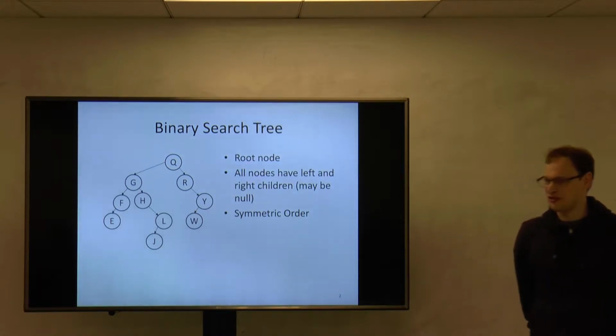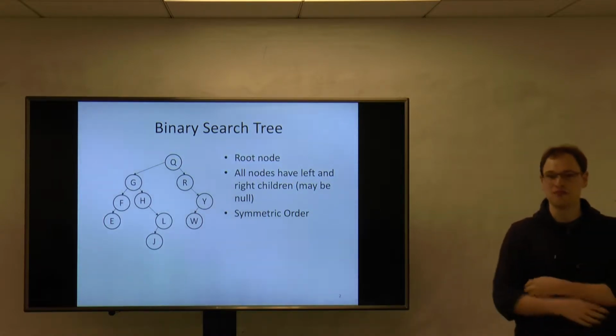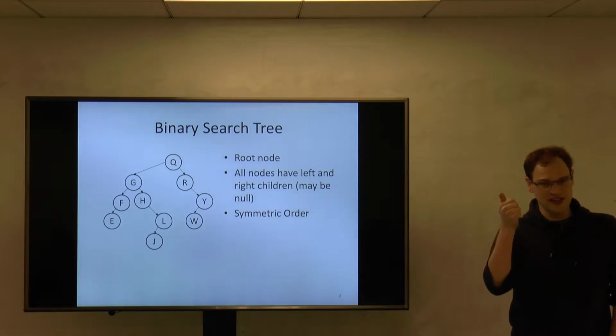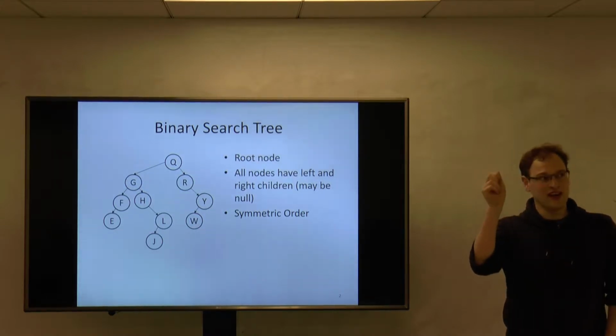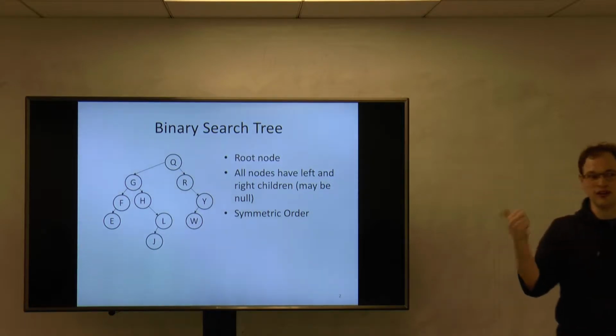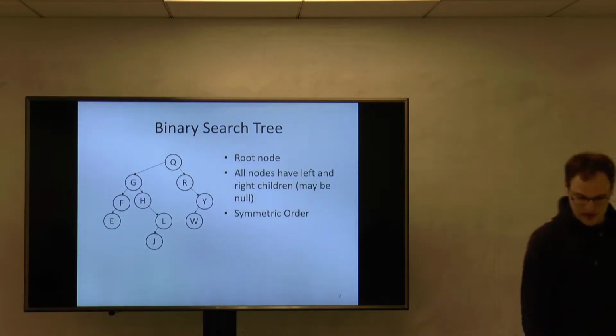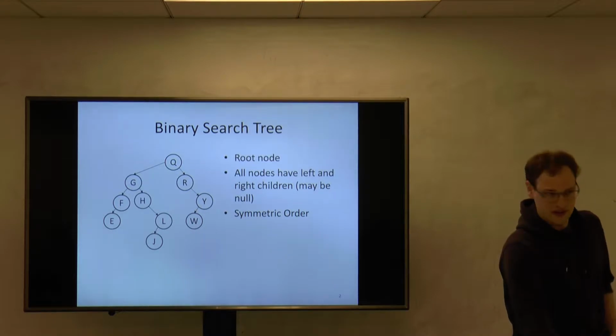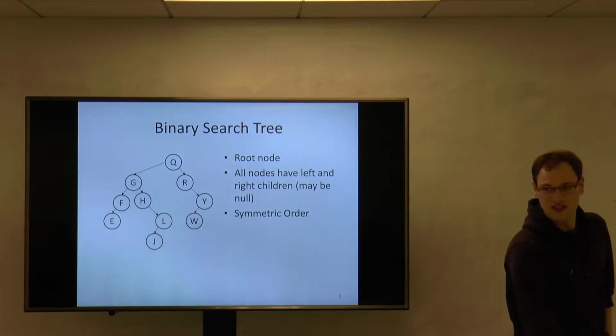And this structure lets us do a binary search, right? So if I want to find key k, start at the root and go left if k is less than the root, right if it's greater than the root. And you either find k in the tree or you hit a null node, in which case k is not there.